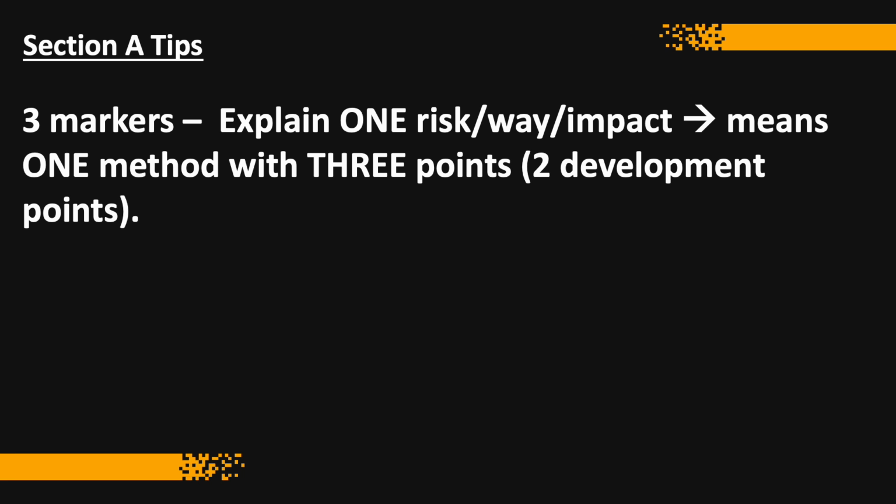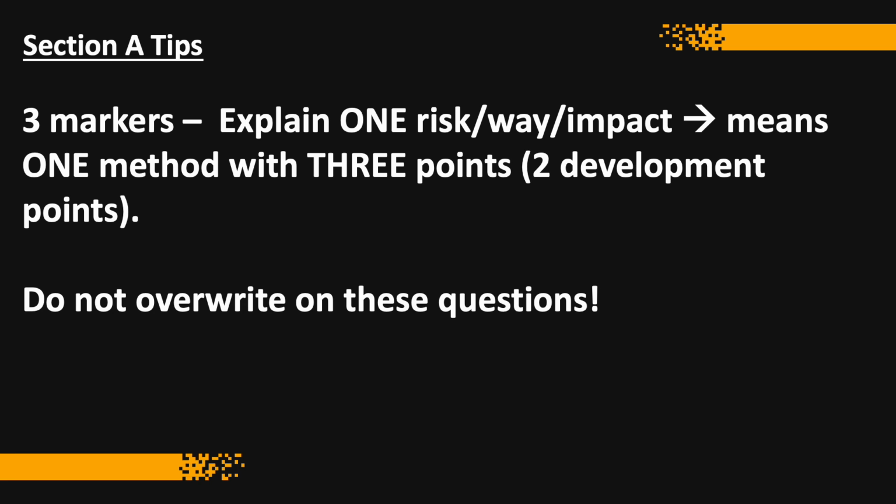Section A tips, we're thinking 3 markers, so that could be explain 1 risk, 1 way, 1 impact. That means 1 method, it says 1 in bold, so 1 method, and then you've got 3 points there. That's 2 development points, so 1 plus 2 is 3. Don't overwrite on these questions, you need to be swift but accurate.